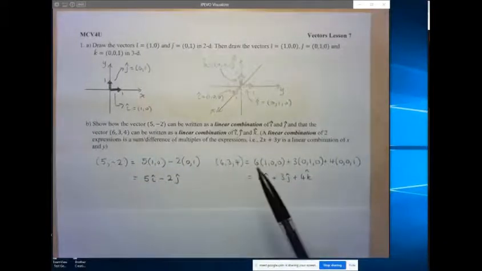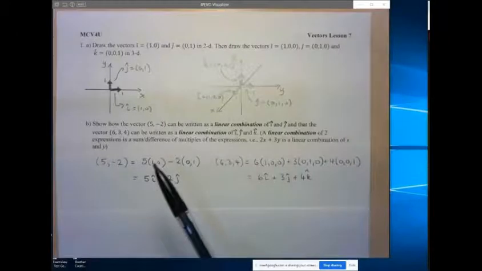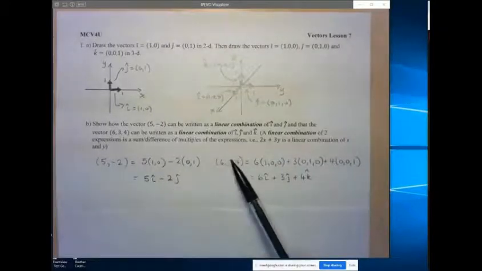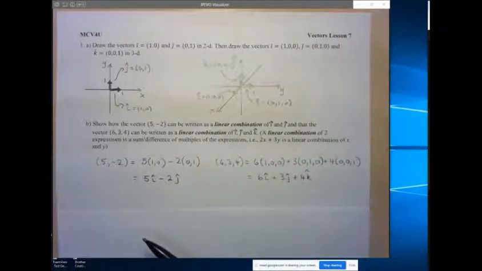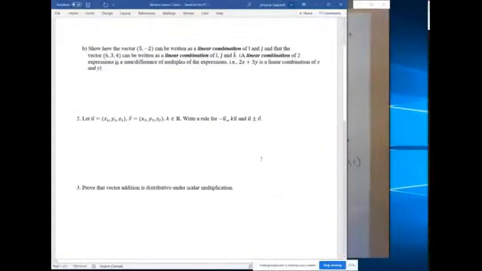All right, so any questions on how we can use these standard basis vectors to represent vectors in either 2D or 3D? No? Okay, so let's move on to the next question here.